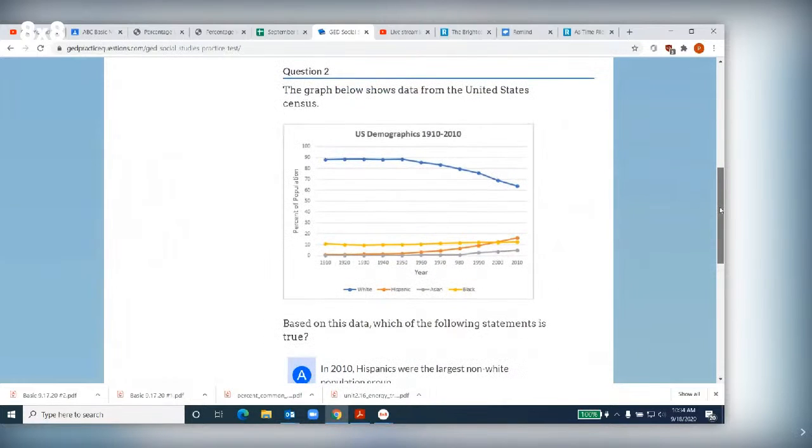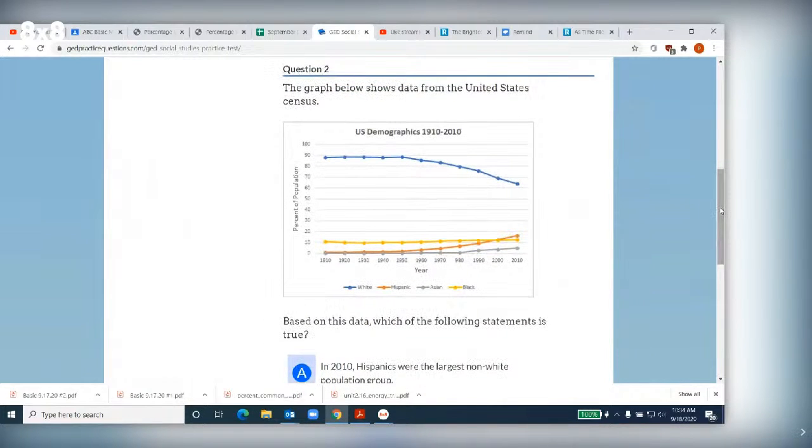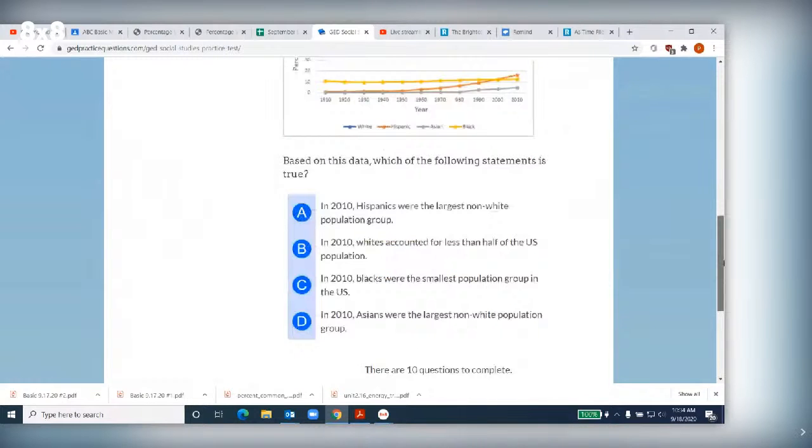That one's just interpreting a graph. We do this a lot. So if you get a graph question, make sure you're looking at what the graph talks about, population, and look at the key, which shows what each of those colors represents.